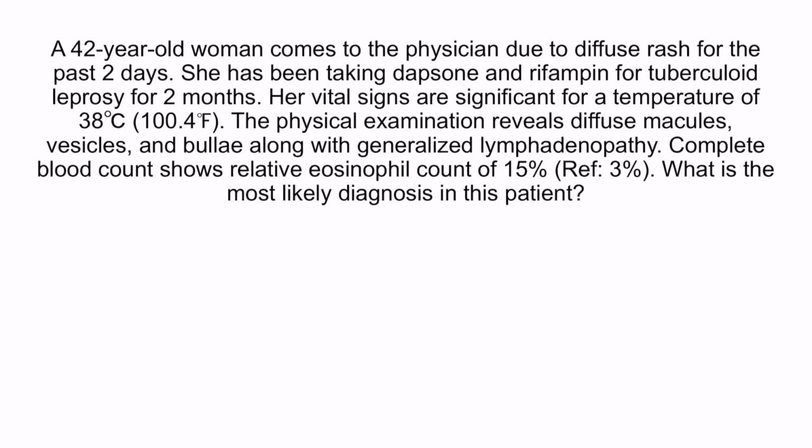Let's try a question. A 42-year-old woman comes to the physician due to diffuse rash for the past 2 days. She has been taking dapsone and rifampin for tuberculoid leprosy for 2 months. Her vital signs are significant for a temperature of 38 degrees Celsius. Physical exam reveals diffuse macules, vesicles, and bullae, along with generalized lymphadenopathy. Complete blood count shows a relative eosinophil count of 15%. What is the most likely diagnosis in this patient?